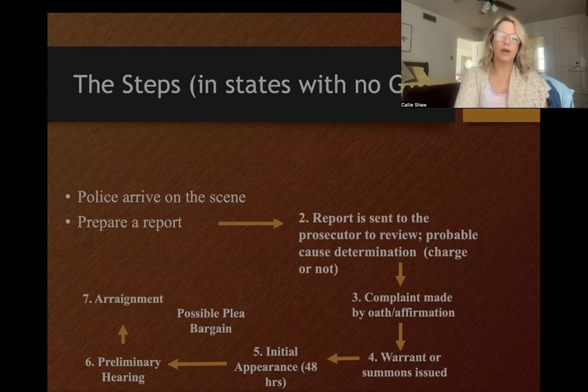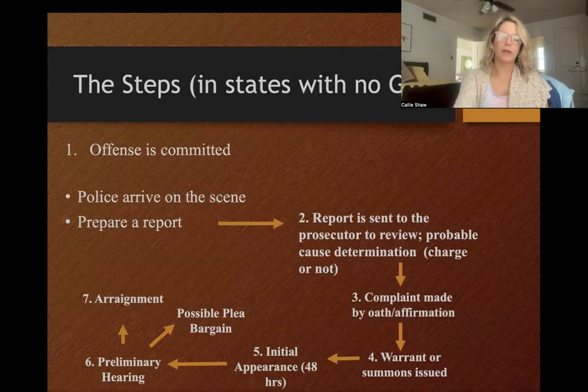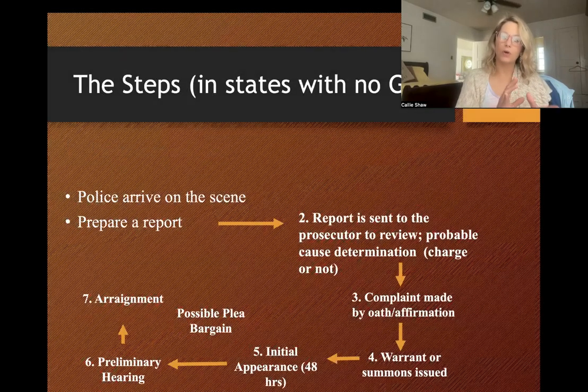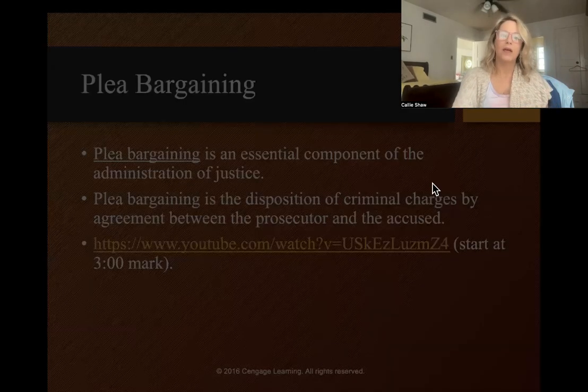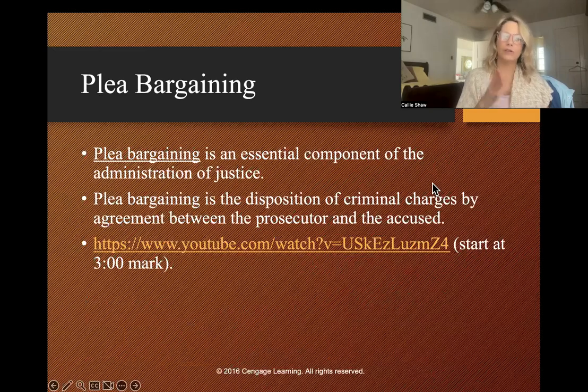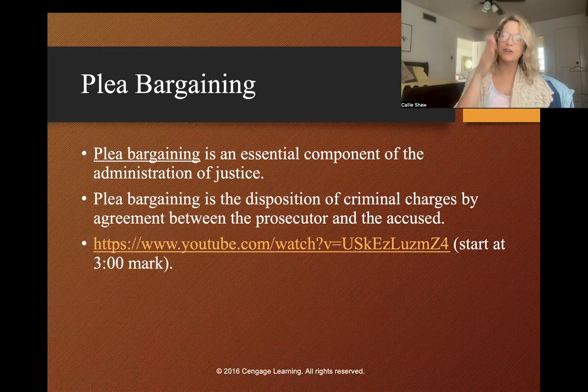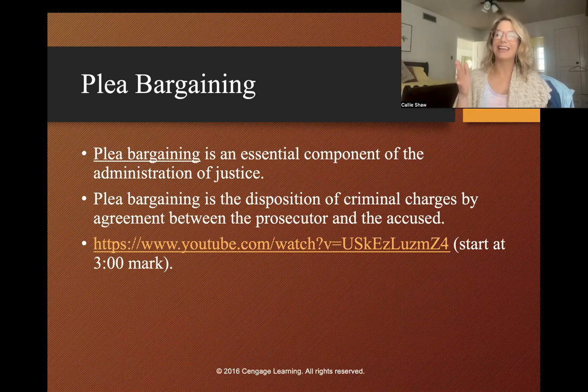So the arraignment is where they do that. But it's also during this time period in which a possible plea bargain can occur. Now, this allows the courts to not be flooded with cases. If every single case was heard by a judge, they would be going nonstop, back to back, day in and day out, 365 days a year, 24 hours a day. Instead, we filter out a lot of cases through the plea bargaining process.